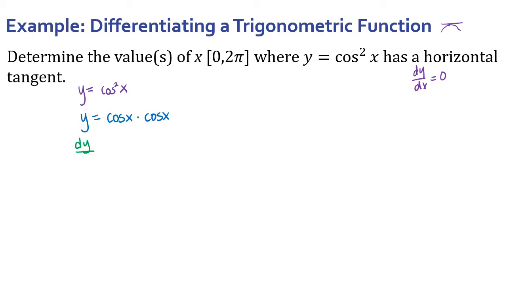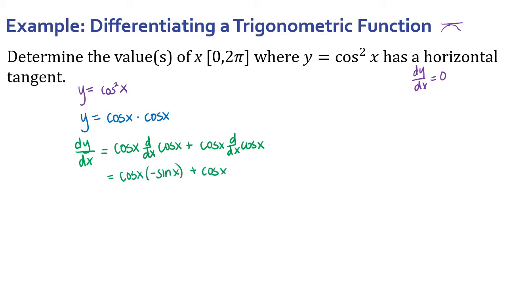So the derivative of y with respect to x is going to be the first function times the derivative of the second plus the second times the derivative of the first. In this case, it doesn't matter if I'm talking about the first or second since they're the same. So I get cosine of x times negative sine of x plus cosine of x times negative sine of x. So that's going to end up giving me negative 2 cosine x sine x.